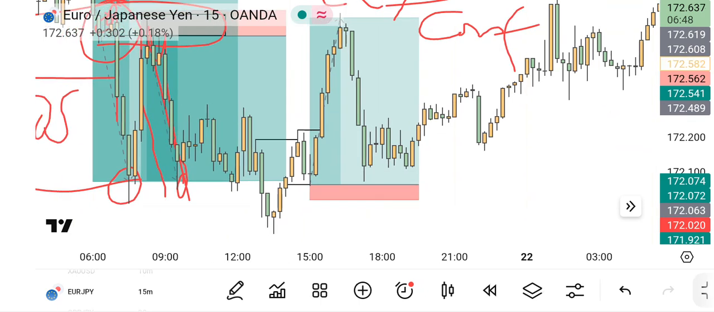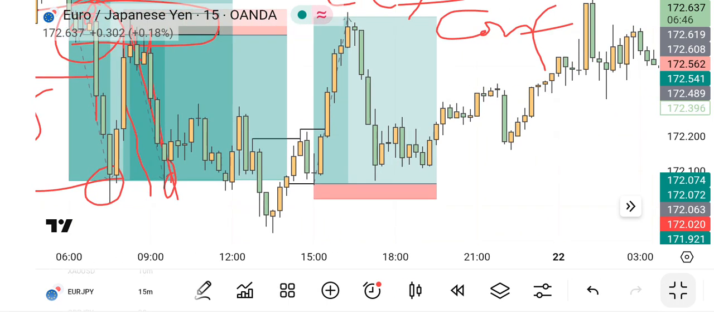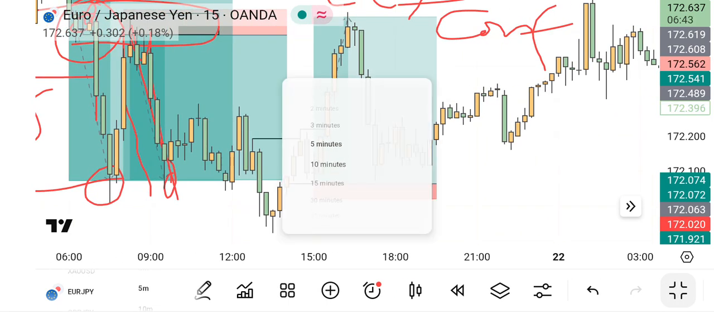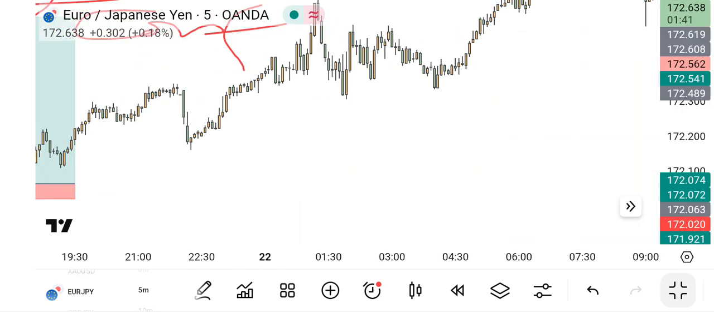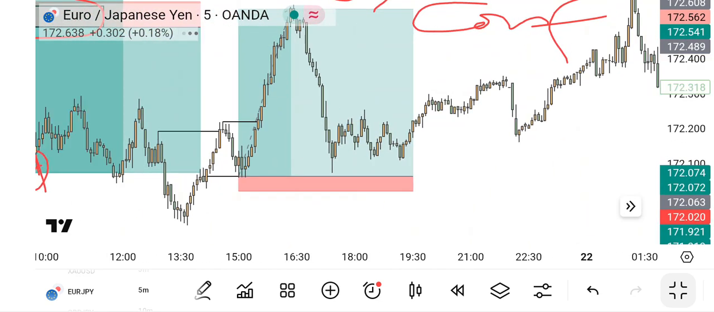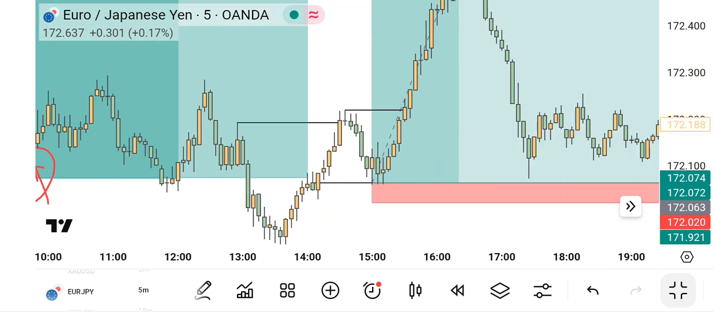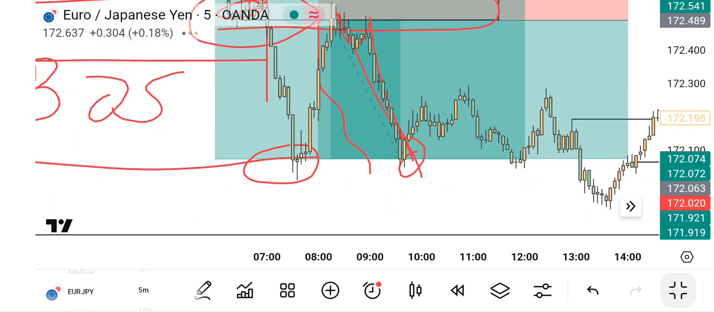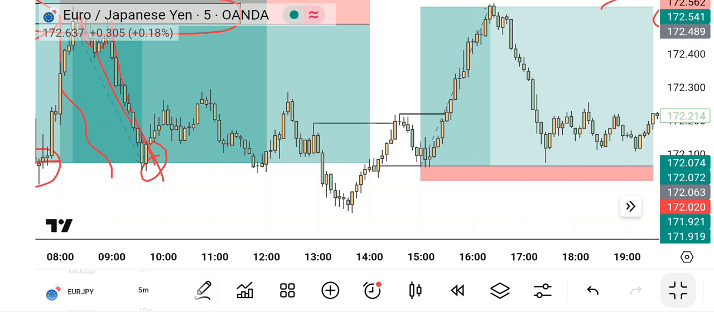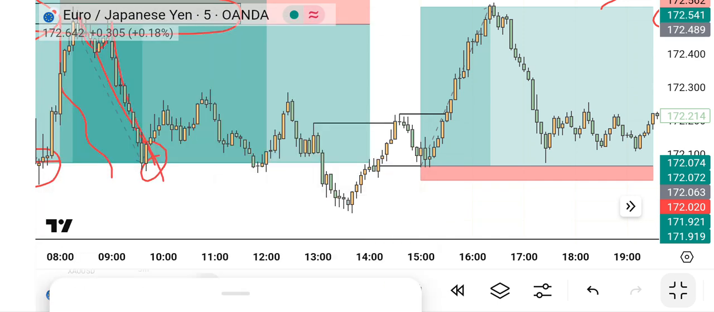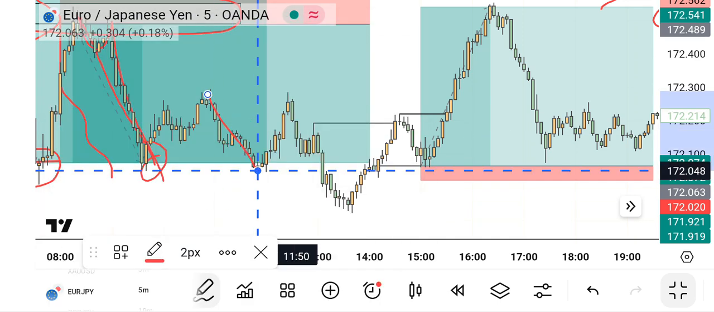I think it's 15 minutes time frame or 5 minutes. Let me check on 5 minutes. Can't remember the time frame I used to get that. Yes, it's on 5 minutes time frame, which is this. So you see the price was dropping here, from here, came back.